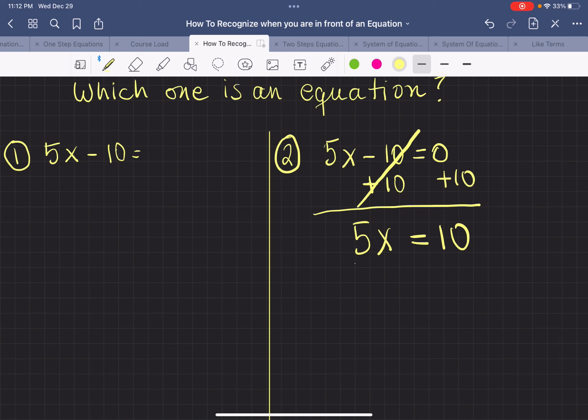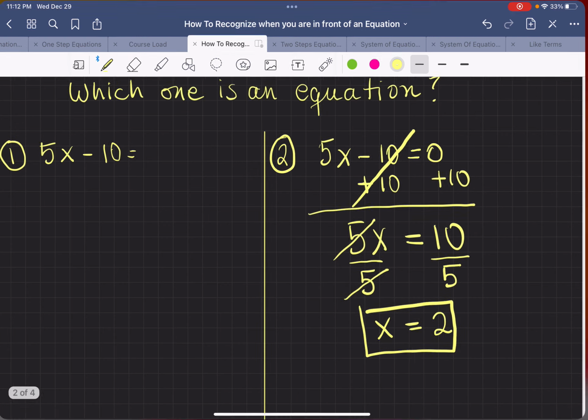So I'm going to divide both sides. That is important. Both sides by what? By exactly the number you're trying to get rid of. We're trying to get rid of positive 5, so we're going to divide both sides by 5. On the left side, the 5s will cancel, and all I have left is x on the left side equal to 10 divided by 5, which is 2.